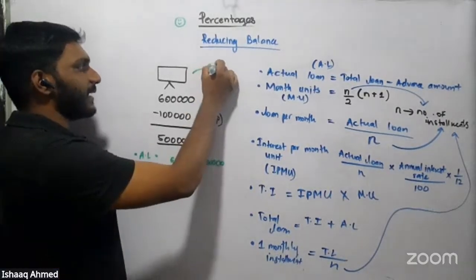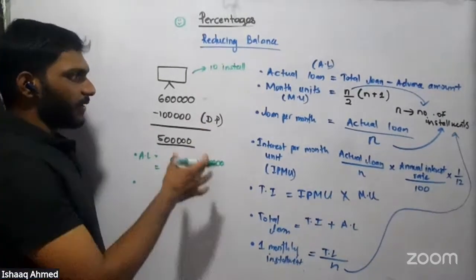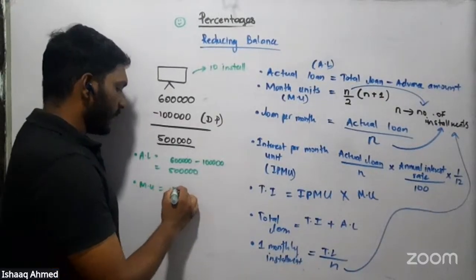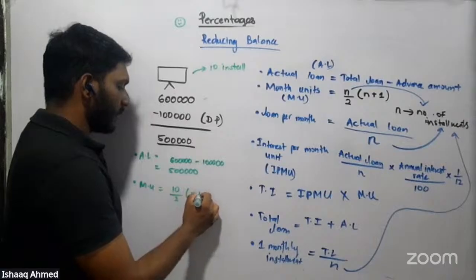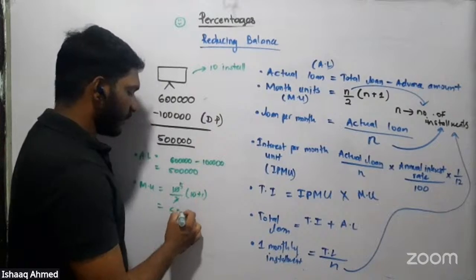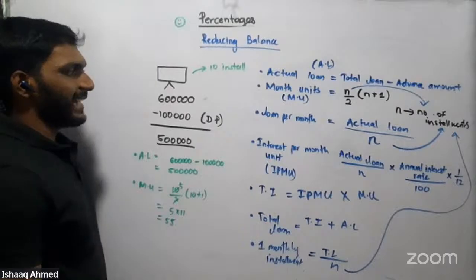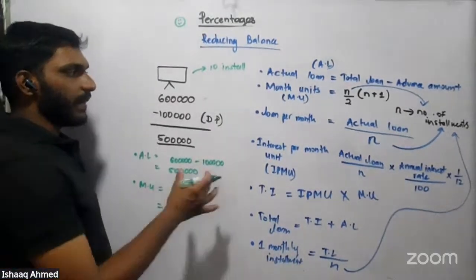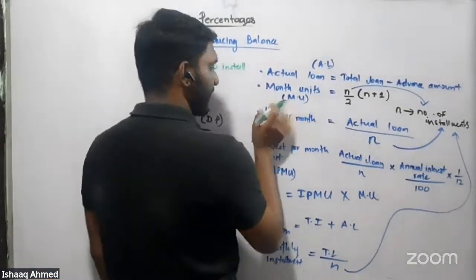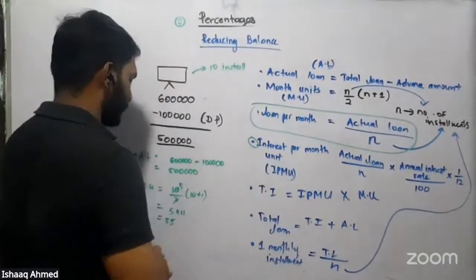Okay. Next, number of month units. I said I will pay this back in 10 installments, no? So number of month units can be calculated using 10 over 2 into 10 plus 1. That is 5 into 11 equals 55. Next, loan per month. So actually this loan per month as a separate thing you don't need to do. You can just use this itself directly.